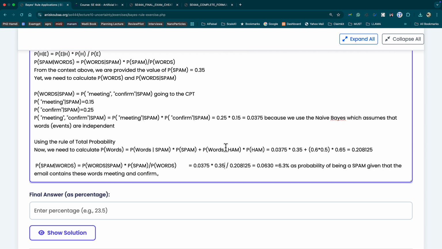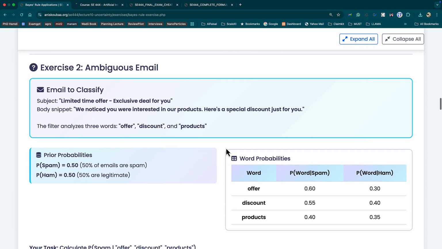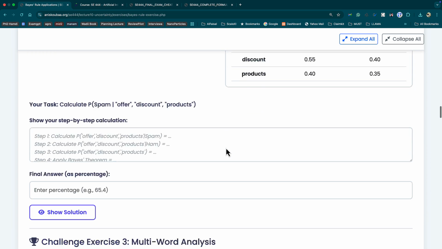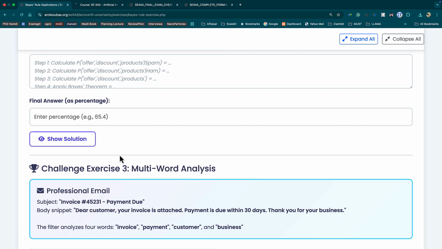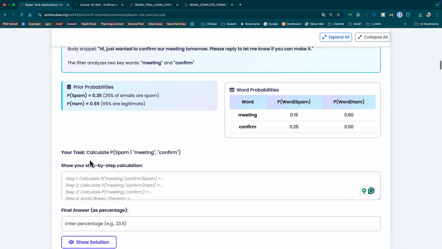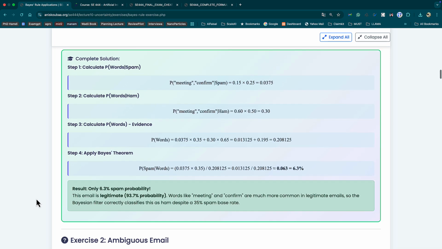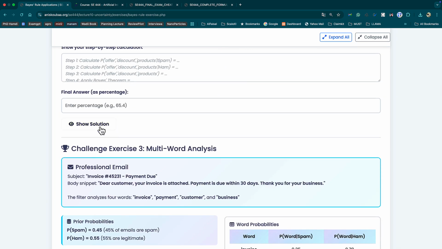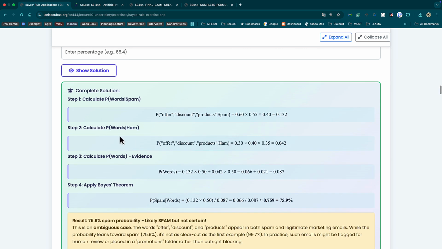And we apply the same thing for any problem. Now I think you can solve this problem as well, the one afterwards. Yeah, it's the same way. Now if you want to just jump into the solution. So this is how it works. In the same way here we have different values: offer, discount, product, given spam. It's basically the same thing. We calculate these probabilities and the probability of words, and finally we apply the Bayes rule.